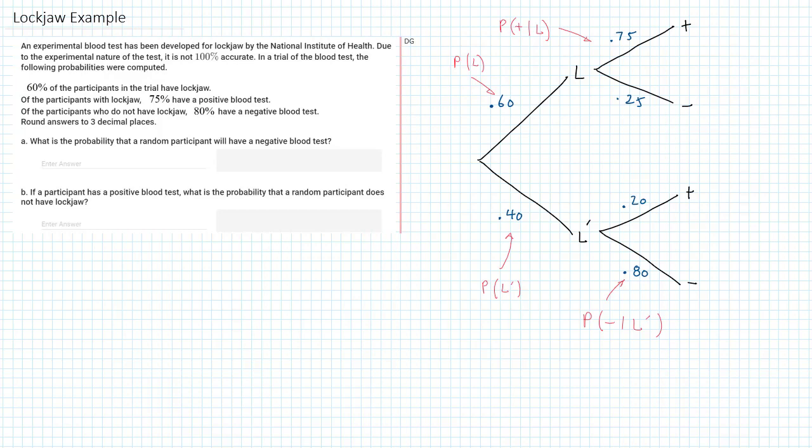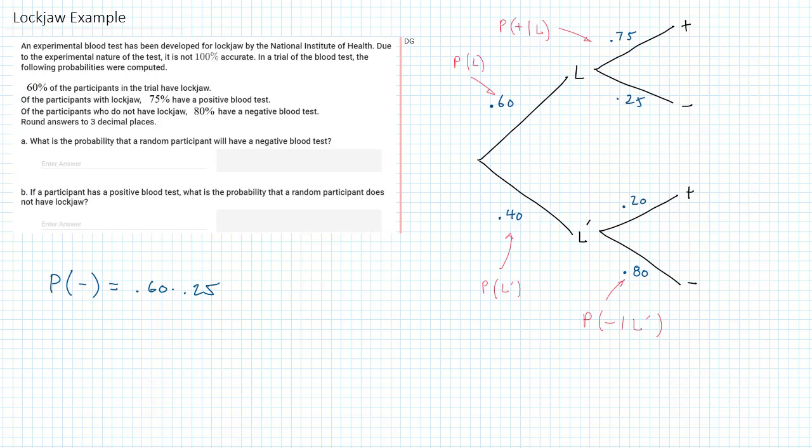So let's go back and think about what they're asking us. It said we want the probability that a random participant will have a negative blood test. So I want to know the probability of a negative blood test. Now, they could have a negative blood test having lockjaw, so that's the branch that goes to L and then to negative. And remember, when we follow branches, we're essentially finding the probability of lockjaw and a negative test. So that would be 0.60 times 0.25. We always multiply along the branches.